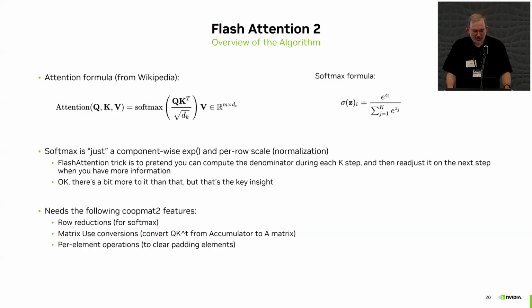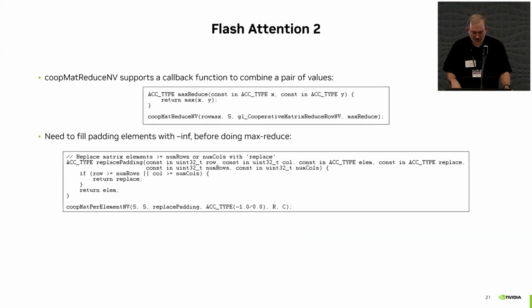So this shader needs a few additional cooperative matrix 2 features. It needs row reductions for the softmax. It needs matrix use conversions. So the Q K transpose product is an accumulator and needs to get converted back to an A matrix. And it uses the per element operations again. So the reduce, it also uses a callback function. Any symmetric function will do. So this is showing a max.